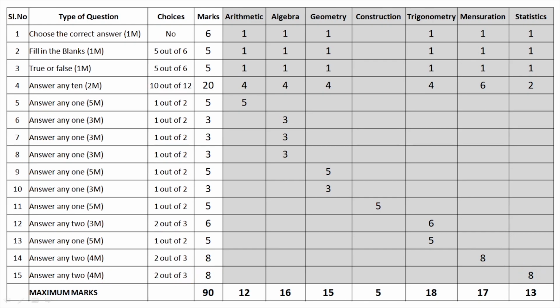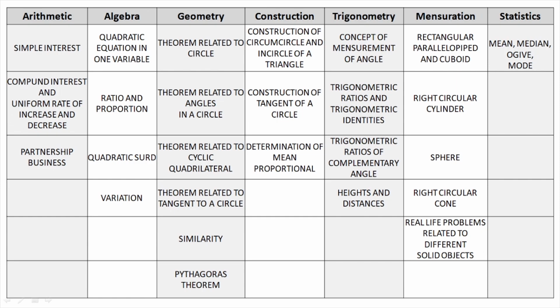So the maximum marks will be 90, and this is the maximum marks that will be from each of these topics. Like the maximum marks from arithmetic will be 12, 16, 15, 18, 17, 13, and from construction there will be 5 marks. And it may vary from year to year sometimes, because in question number 4 there might be changes in the number of questions from geometry, trigonometry and mensuration. So this is how a board fixes a question paper in an examination.